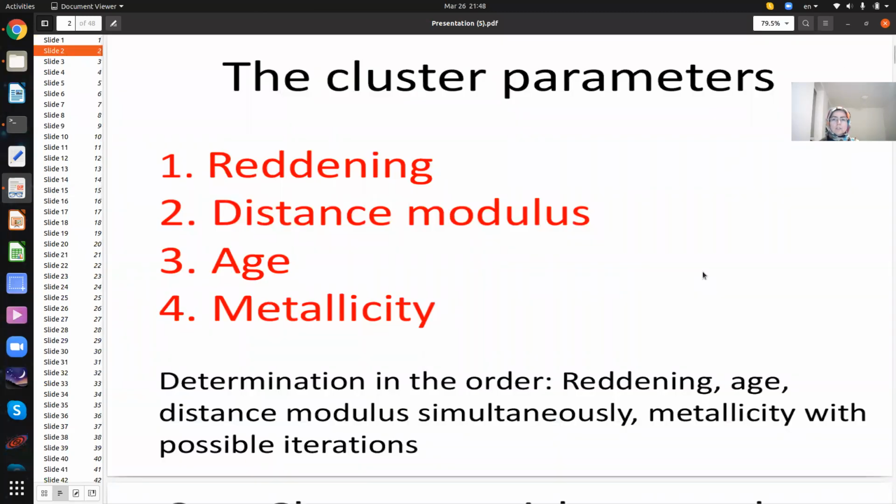We have four star cluster parameters: reddening, distance modulus, age, and metallicity. The determination order is reddening, age, distance modulus, and simultaneously metallicity, with possible iterations.